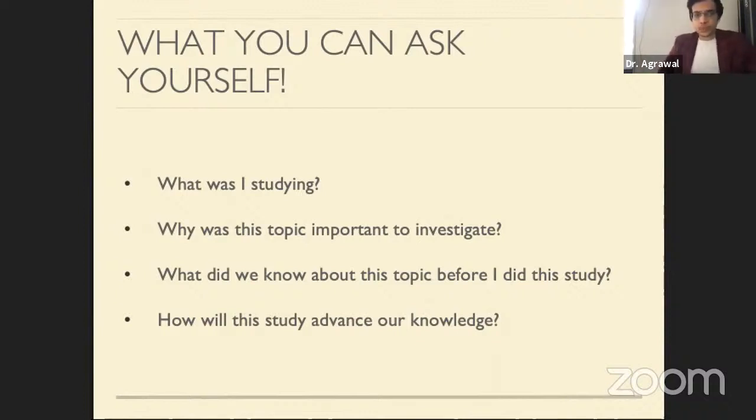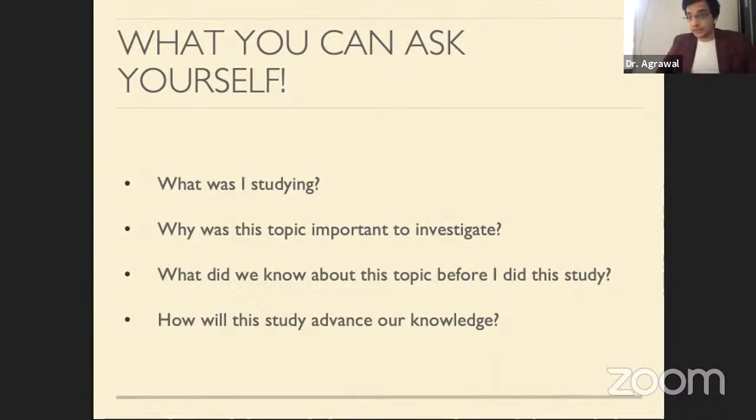So you should ask what you were studying. Why was this topic important to investigate? What was I studying? They say something like colon cancer, or if it's something like obesity, right? You were basically studying that, what it refers to. If you're studying adult spinal deformity, what exactly the pathology is. Why was this topic important to investigate?